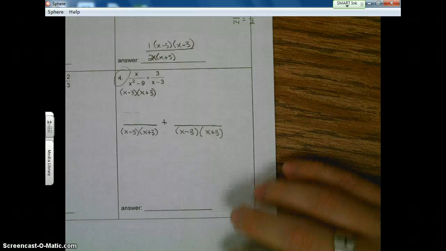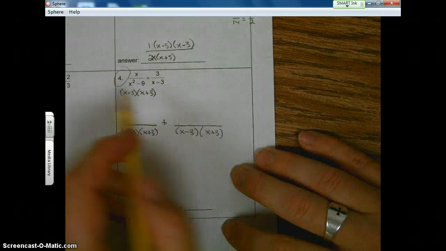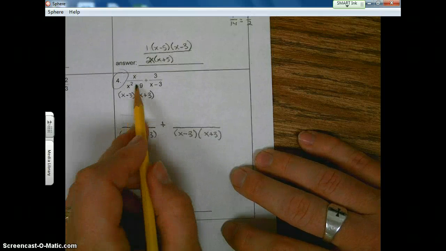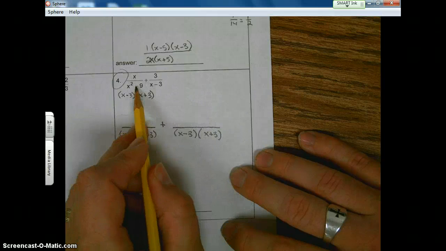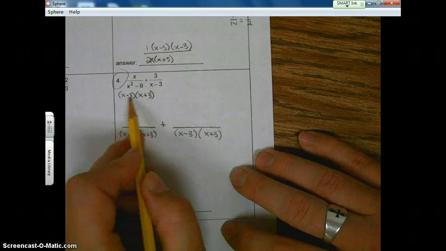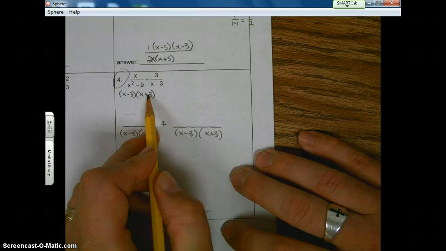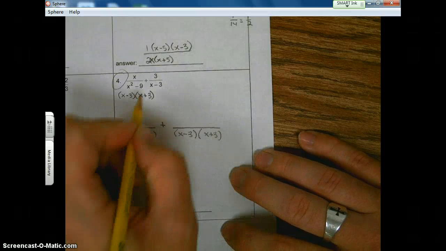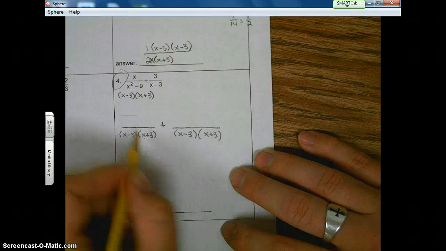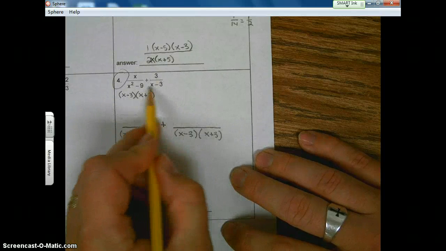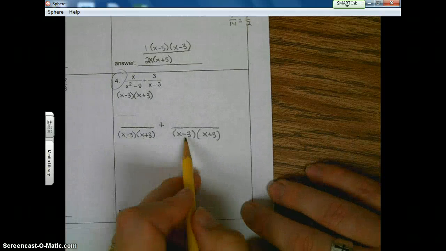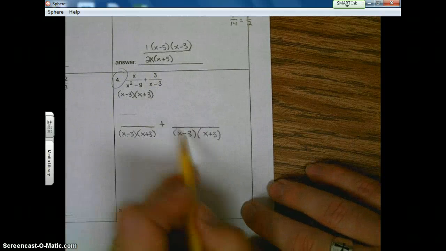Okay, looking at number 4, first thing to consider here is we're adding. So adding means to get a common denominator. So first thing I did was factor my difference of two squares. So x minus 3, x plus 3. So I'm going to need the x minus 3 in my denominator and the x plus 3. Now, do I need an x minus 3? No, I already have one. Okay, so I have an x minus 3.